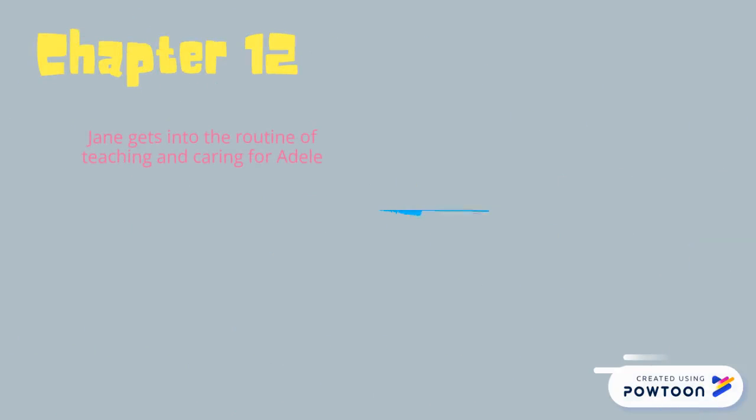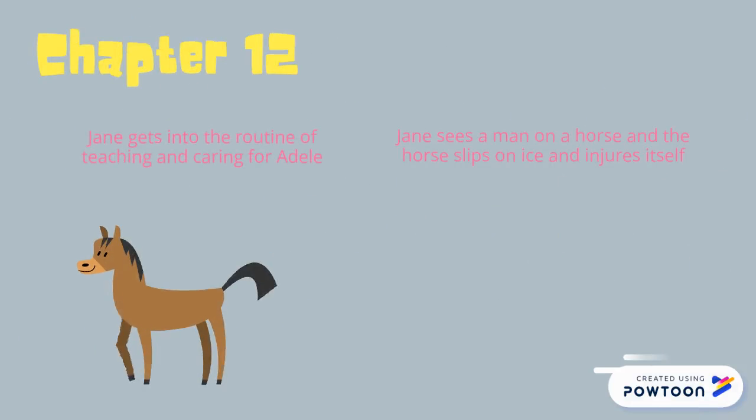In chapter 12, Jane has been at Thornfield for a while, and one day she sees a man slip on his horse on the ice. She goes to help him, but then he mysteriously vanishes.